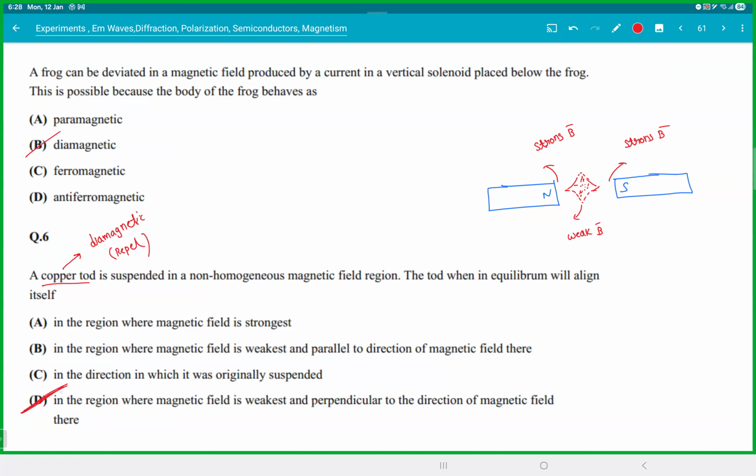This will actually repel. For attraction, it will align in the direction of B bar. Meaning, think of it like this: the magnetic field is going this way, but this material will be aligning perpendicular to it.